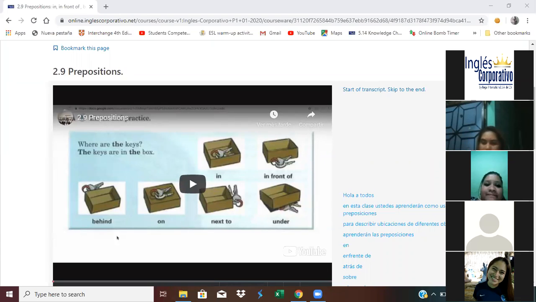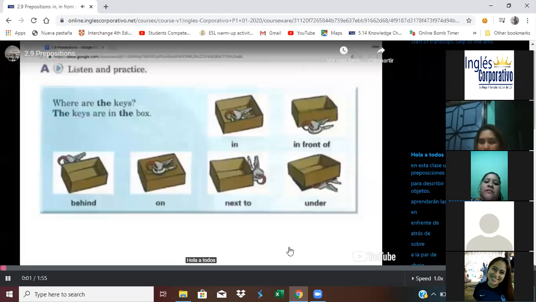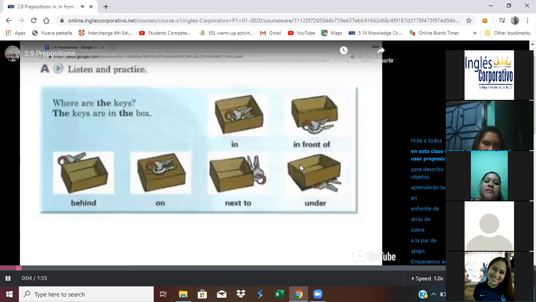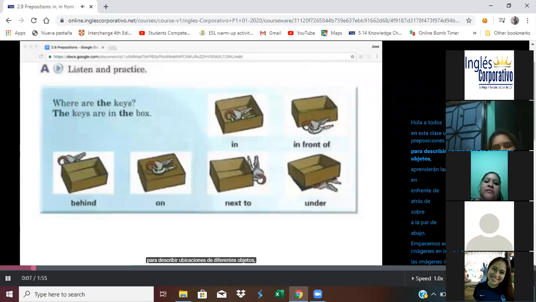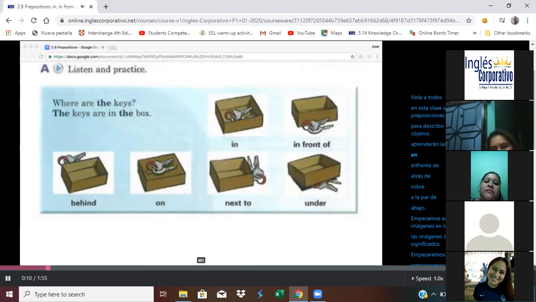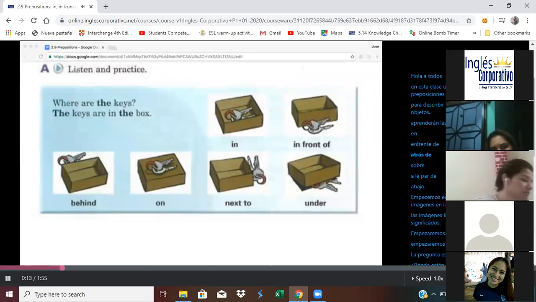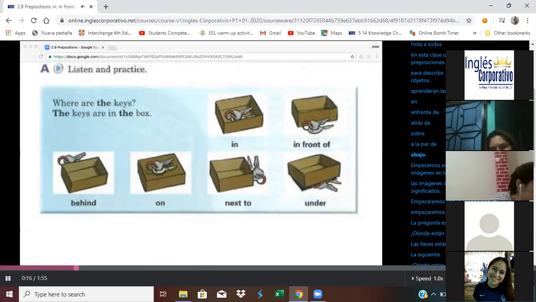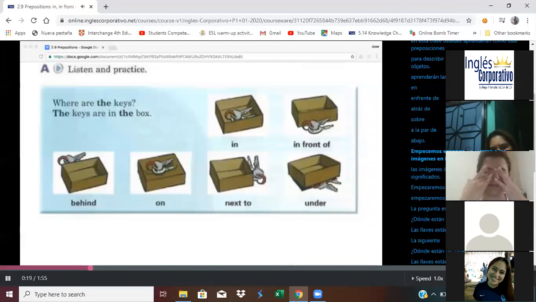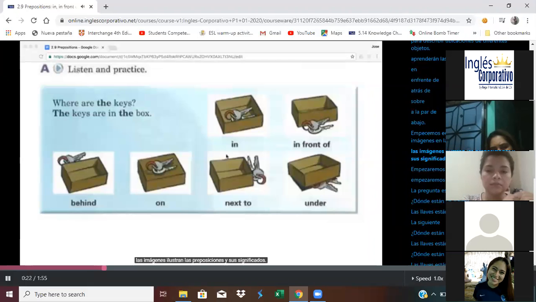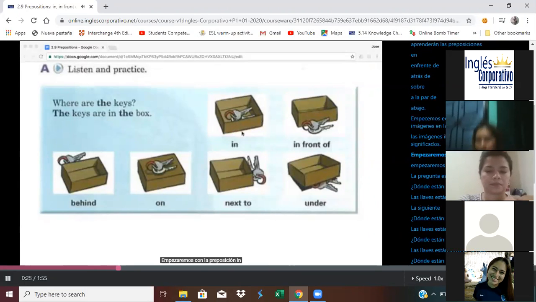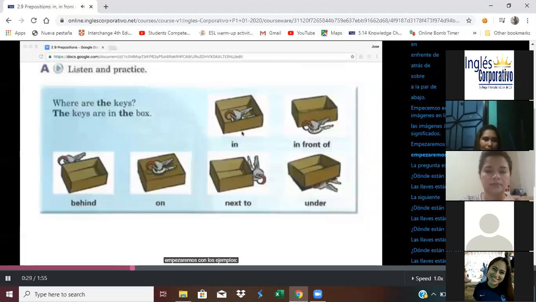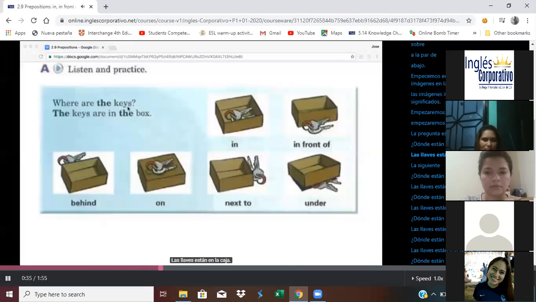All right. Listen, please. Hi, everyone. In this class, you'll learn how to use prepositions in order to describe the location of different objects. You'll learn the prepositions in front of, behind, on, next to, and under. Let's start by looking at the images on the screen. The images illustrate the preposition and its meaning. Let's start with the preposition in. The question is, where are the keys? The keys are in the box.